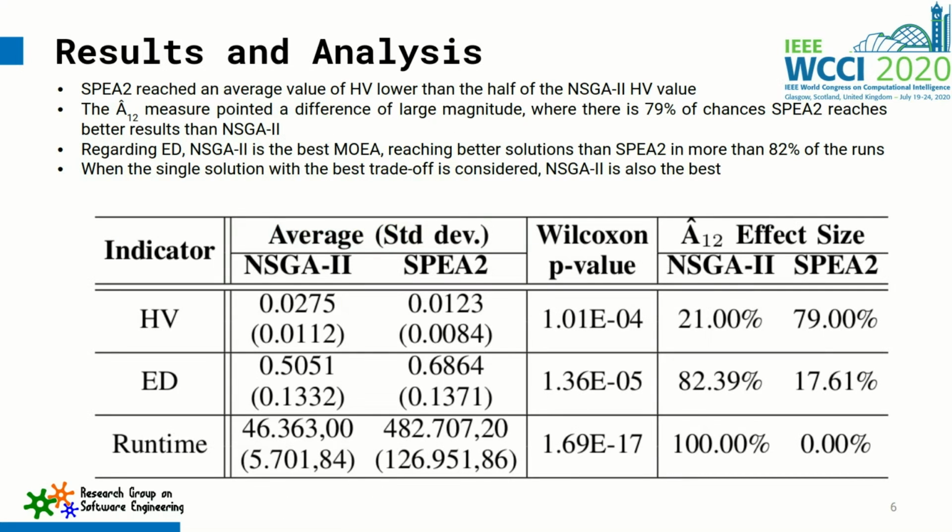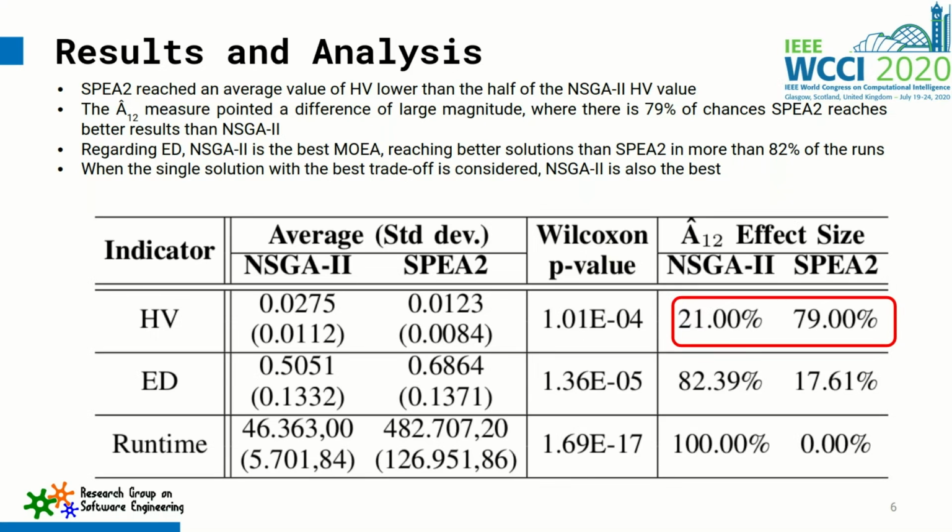In the table, we can see that we have used 3 different performance indicators: hypervolume, HV, Euclidean distance to ideal solution, ED, and runtime. The results are based mainly on the average and the standard deviation, as you can see in the parentheses. The statistical difference between these two algorithms was computed by Wilcoxon, and we can see that there are statistical differences in all the cases. The effect size points out which is the best algorithm.